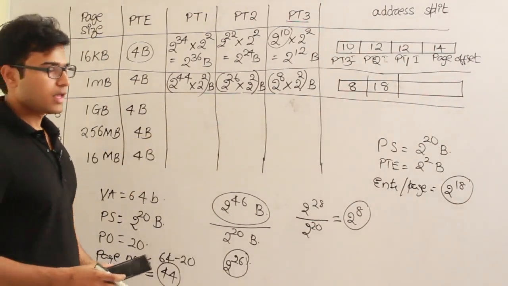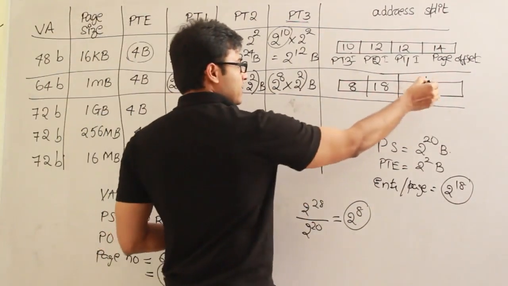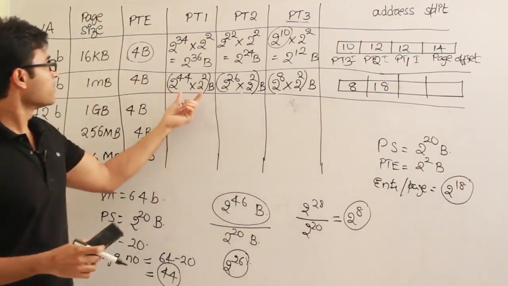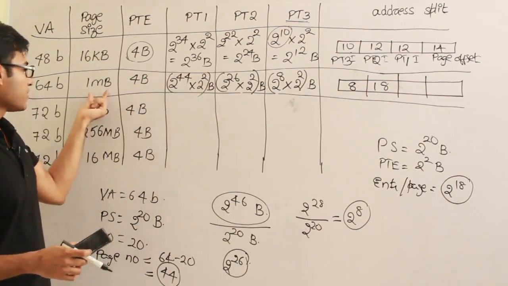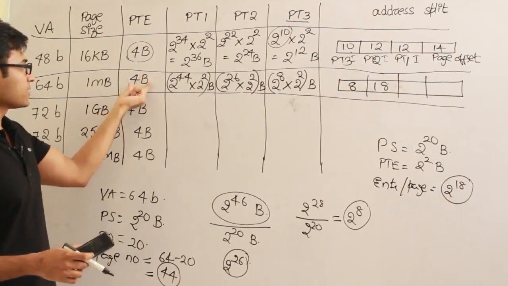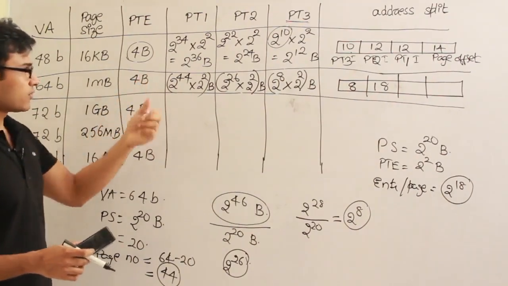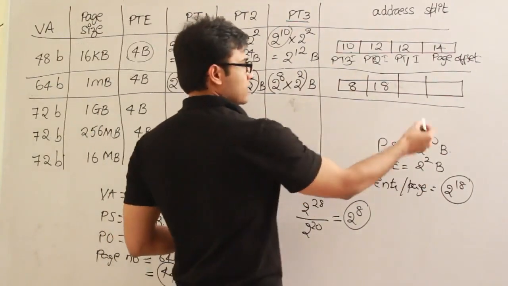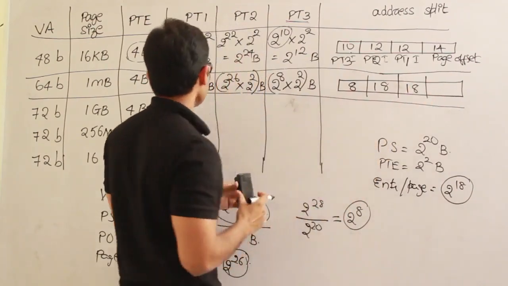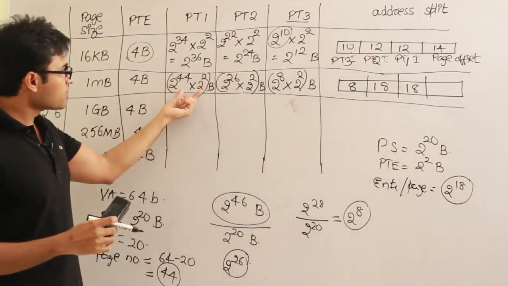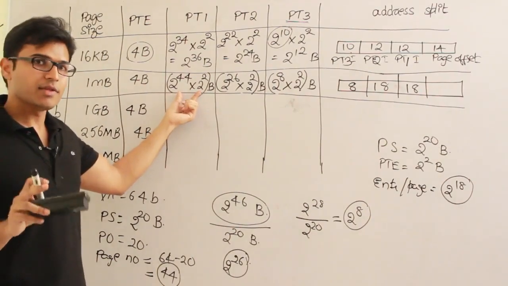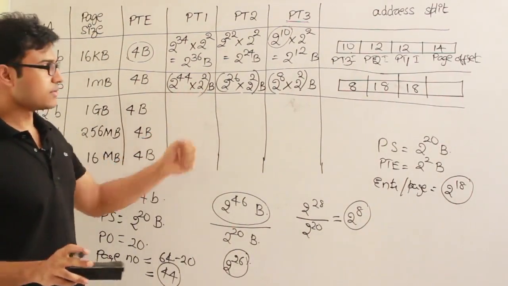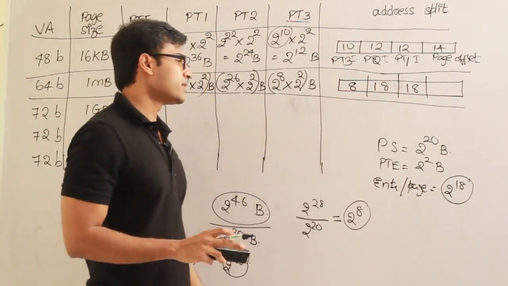Got it? Now the next level, I am going to page table 1. Again here also the same thing. Page size is 1 MB and page table entry size is 4 bytes. Therefore, how many bits are required? Again the same logic. Each page of this page table will contain 2 power 18 entries, and how many bits are required to address one of them? 18 bits. That is how I got 18 bits.